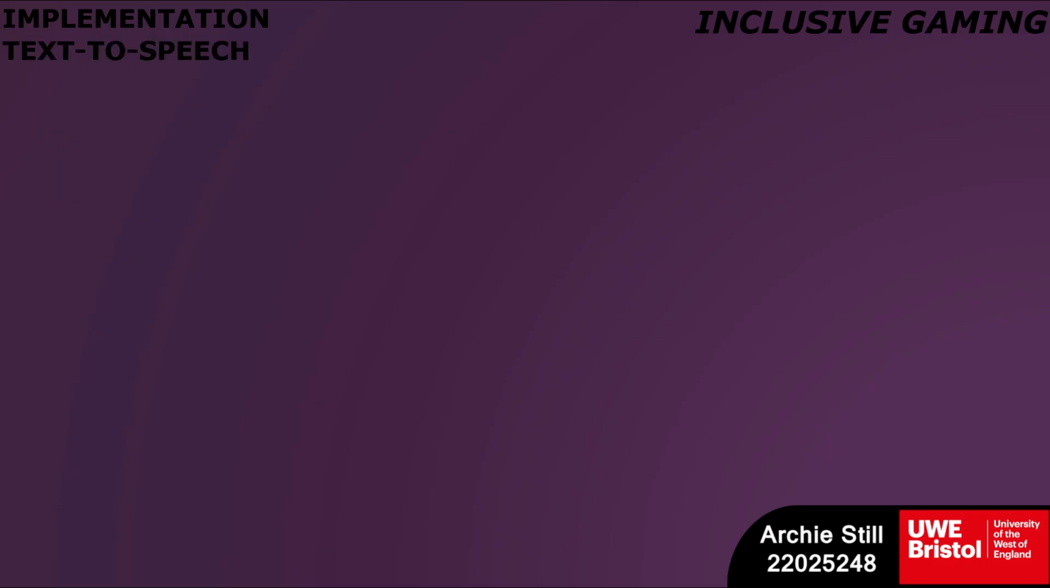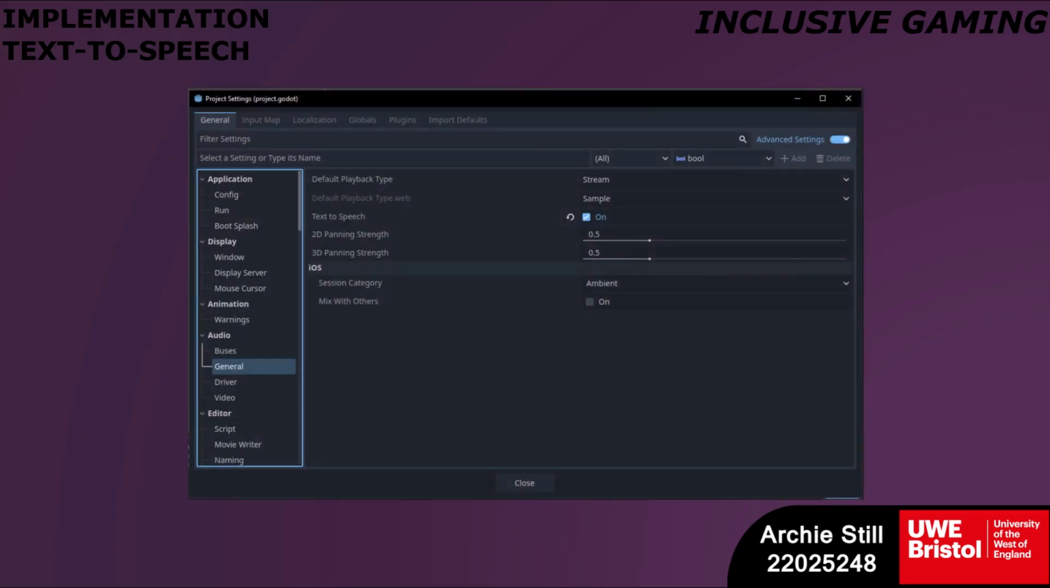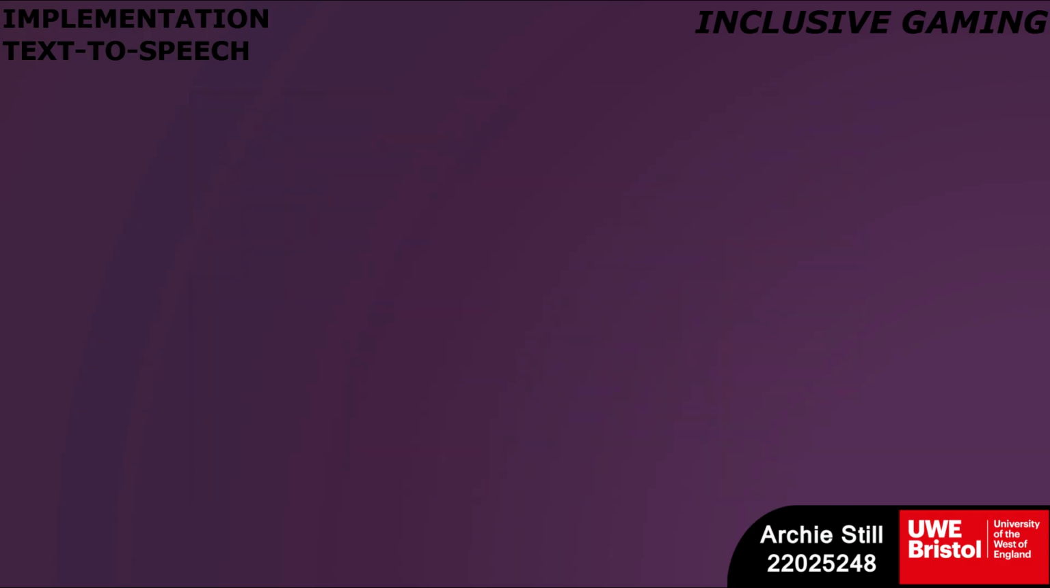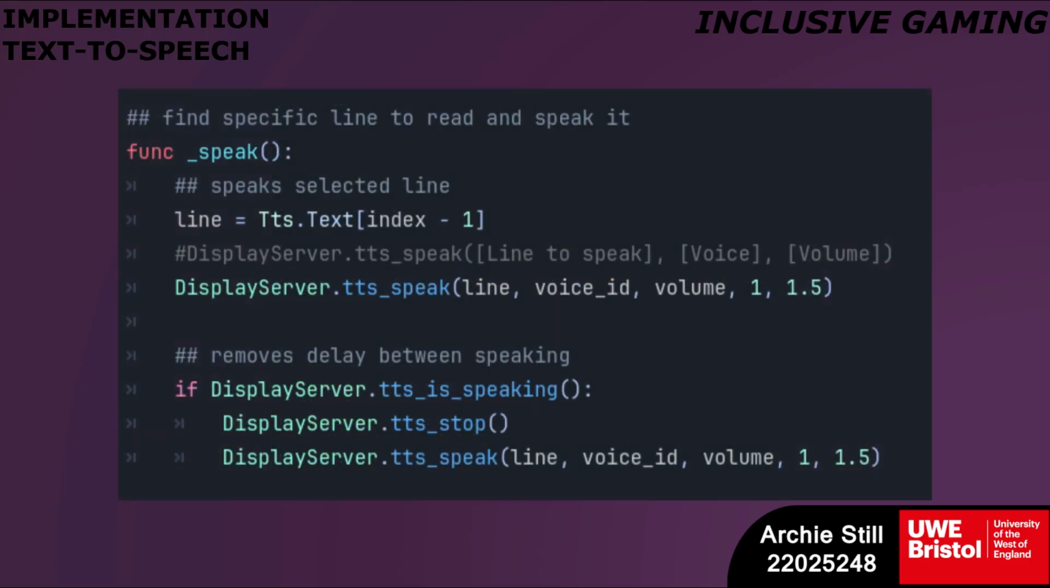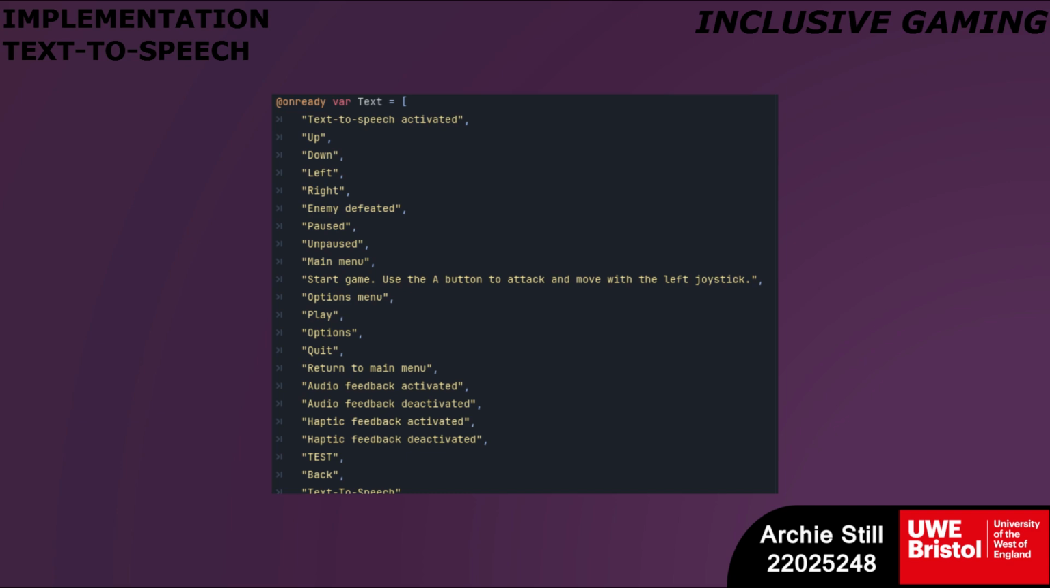To implement text-to-speech, it first had to be activated using Godot's project settings, where speech functionality was added to the display server class, with voice files already built in. Then, I created an array of different lines that it would speak out, and using the display server function TTS_speak, I could call a line from this array depending on what the player was hovering over.